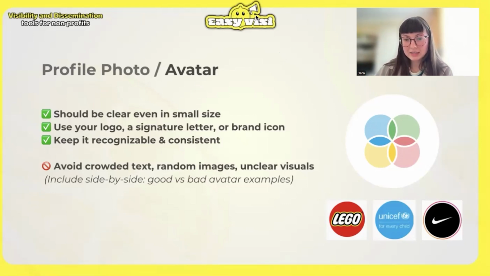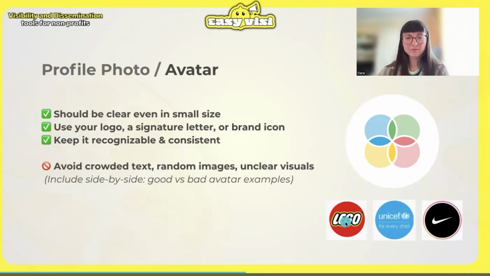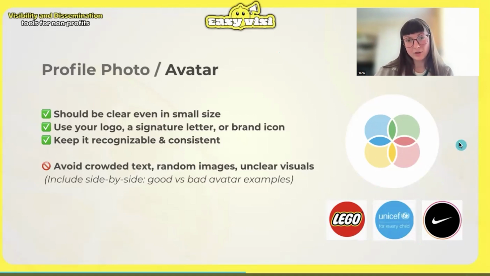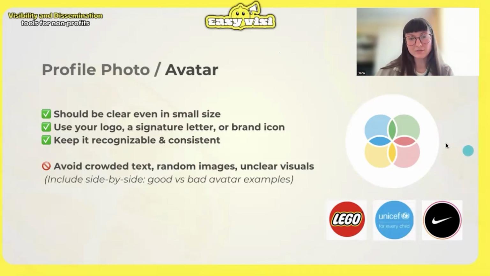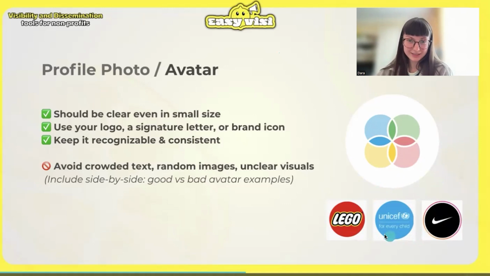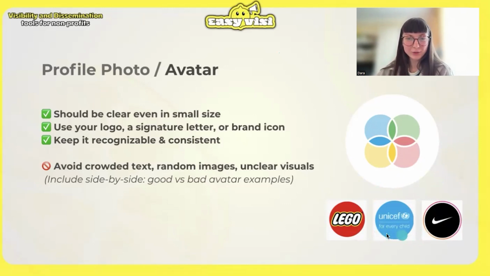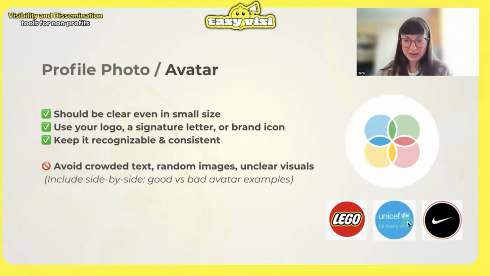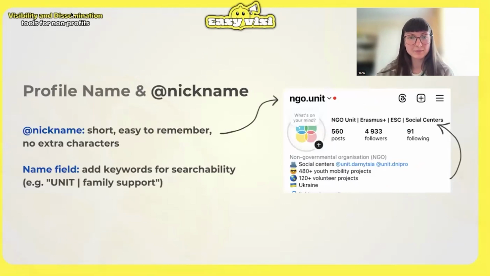So let's see the examples down here with logos of Lego, UNICEF, and Nike. Of course, everybody knows these brand logos, and they are used wisely here. We can easily read Lego and Nike, but I have questions for UNICEF, because it has this small motto, for every child, and for the small avatar, it's unnecessary. UNICEF would be enough. But personally, for me, even this logo with the mother and a baby would be enough. Your profile name and nickname for Instagram, for example, support families, youth NGO, and so on and so forth.